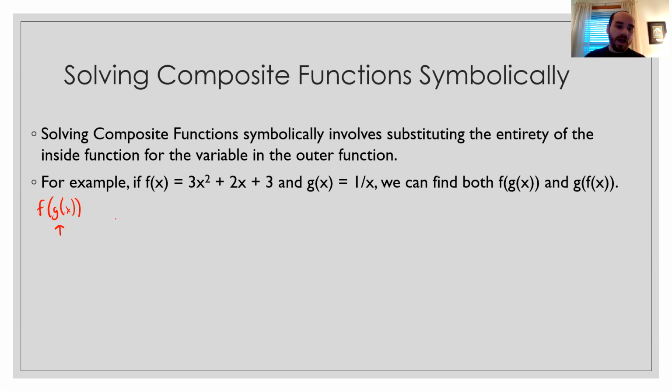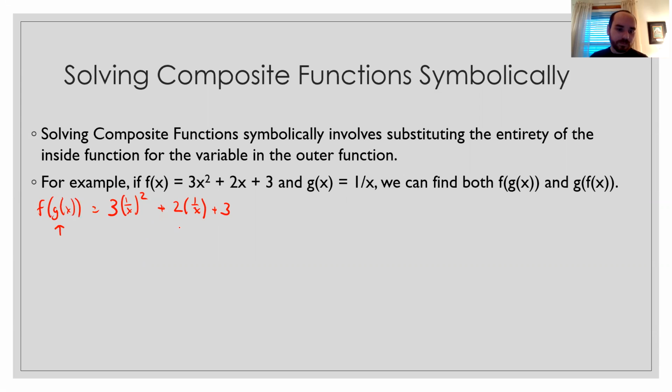So f of g of x equals, we're going to take 3 times, now wherever we see x, what we're going to do is plug in g of x, which is 1 over x. So we'd have 1 over x squared plus 2 times 1 over x plus 3. And that's all we have to do.